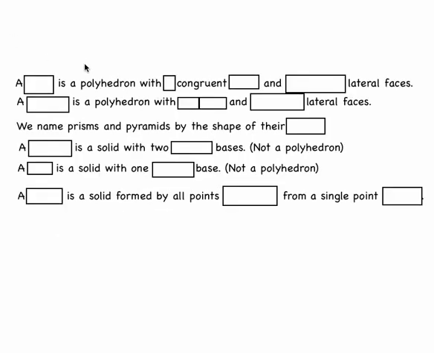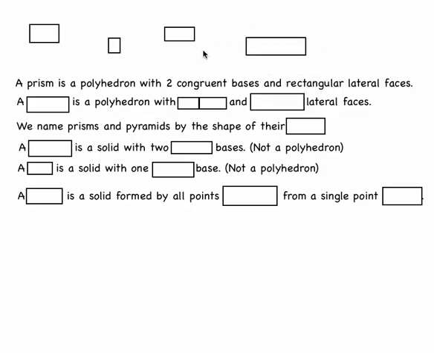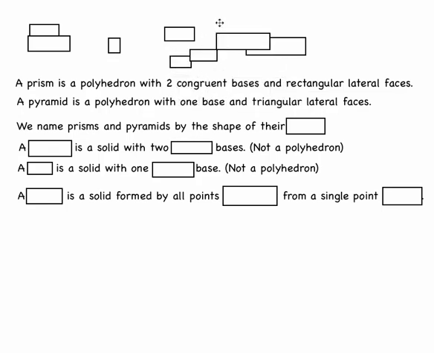Let's look at some more vocabulary. A prism is a polyhedron with two congruent bases and rectangular lateral faces. All the sides, all the lateral faces, are rectangles. A pyramid is a polyhedron with only one base and it has triangular lateral faces. We name prisms and pyramids by the shapes of their bases.